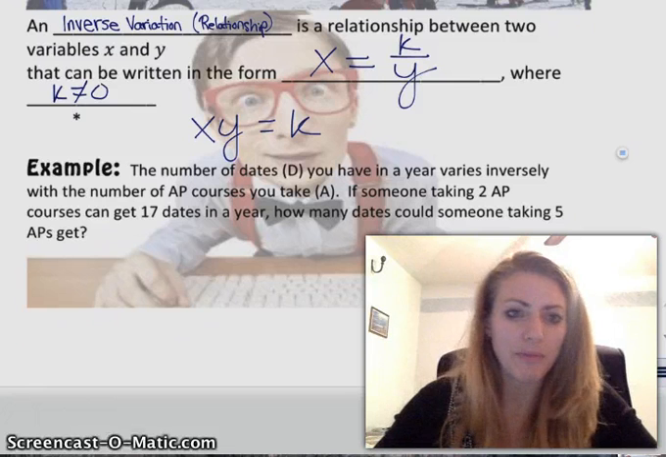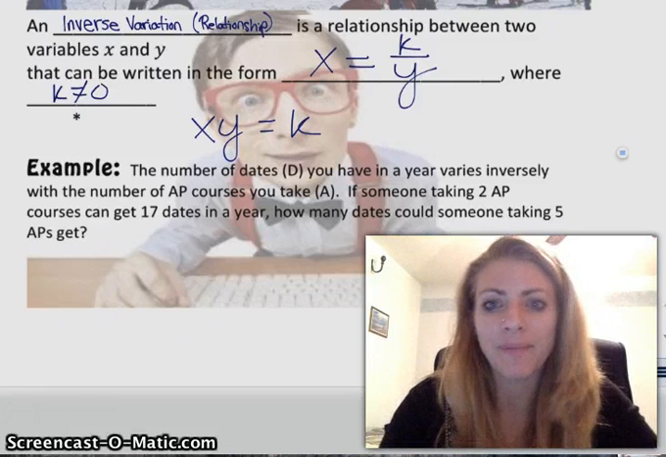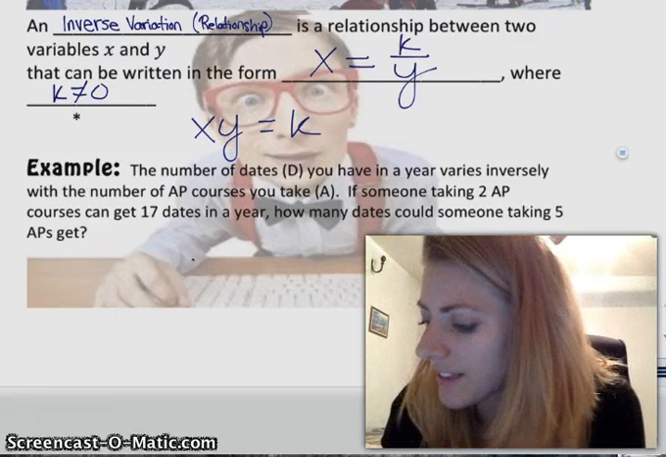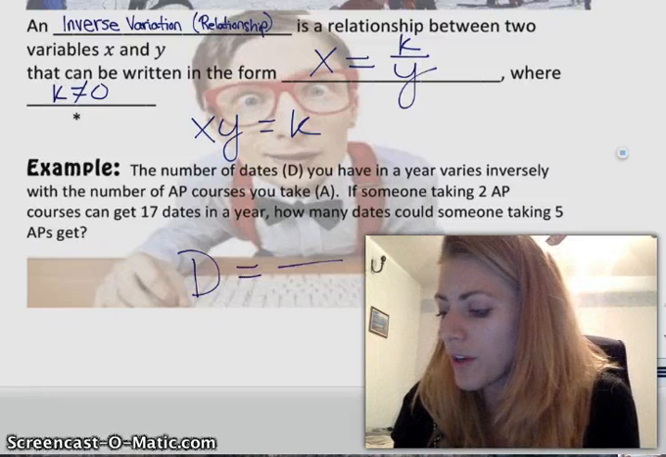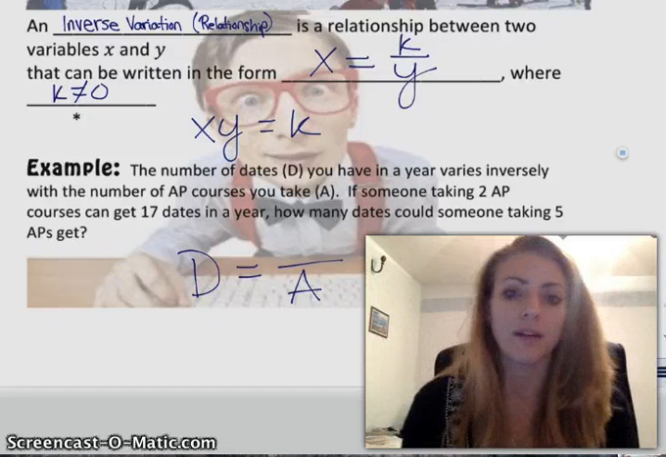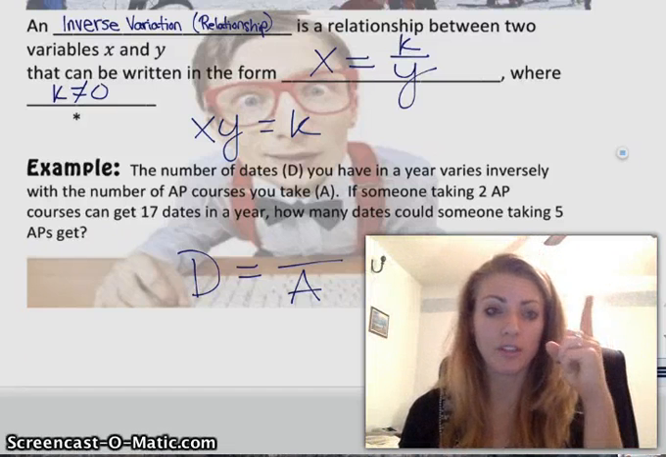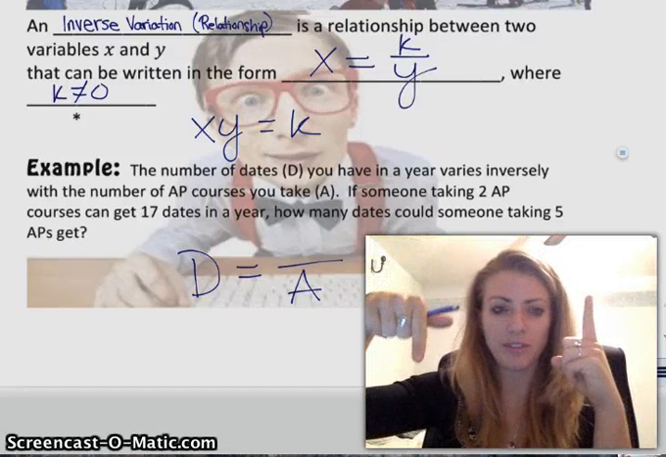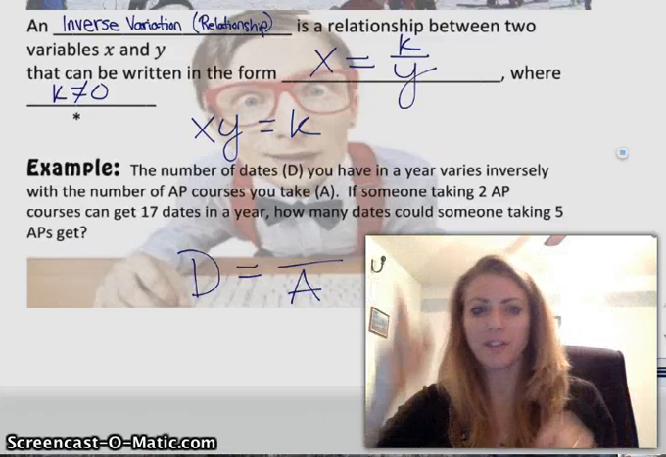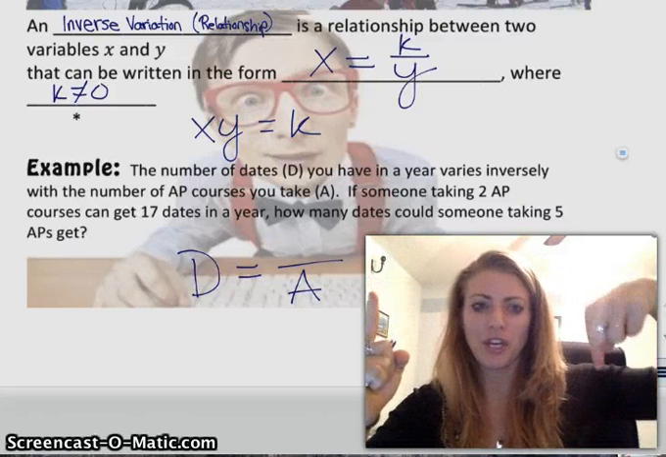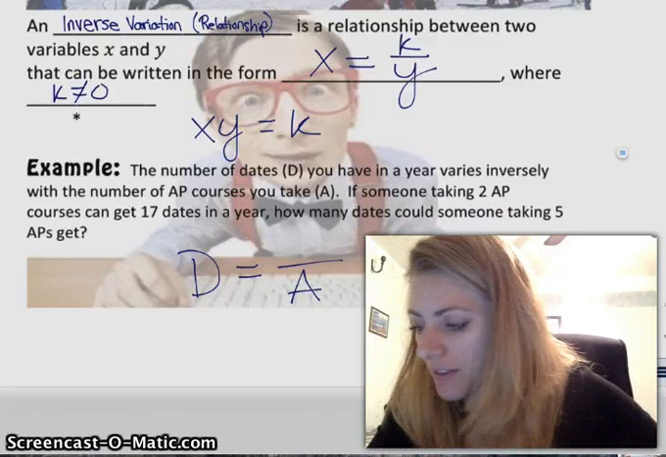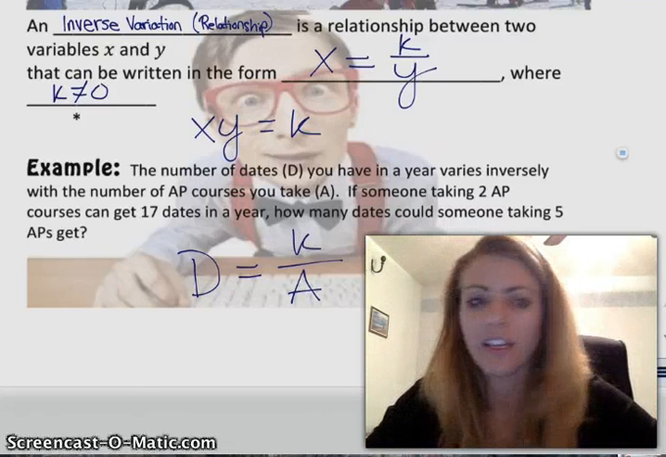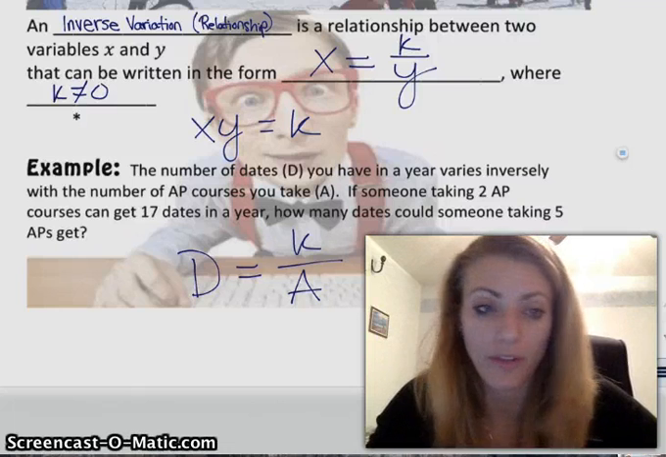So you set up your basic formula. We let D equal our number of dates, and it's inverse, so we know that our A is in the denominator, because as the number of dates goes up, our number of APs goes down. And as our number of APs goes up, the number of dates goes down. So we have some constant here, and then they give us some information so we can figure out our constant.